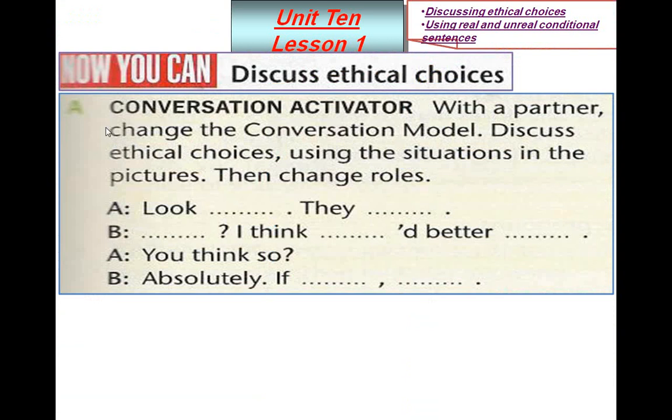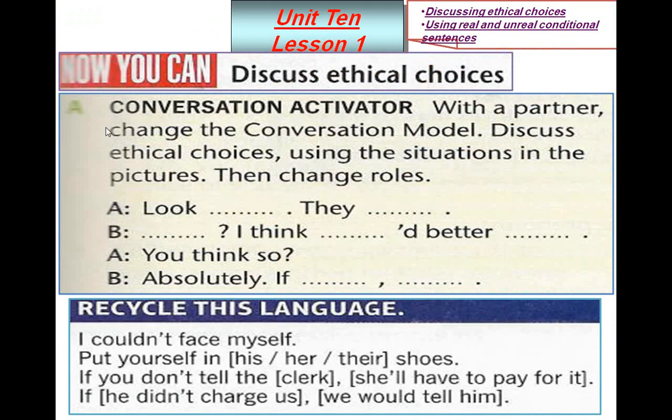Now it's your time to complete the conversation using the ideas here. I couldn't face myself. Put yourself in the person's shoes. If you don't tell the person, he or she will have to pay for it. If he didn't charge us, we would tell him, or what other ideas you may use.